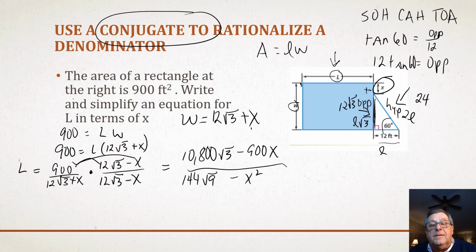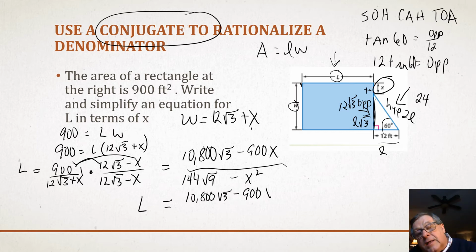That still equals L. I can simplify this a bit: 144 times the square root of 9 is 144 times 3, because the square root of 9 is 3. 144 times 3 equals 432. So L in terms of x in this rectangle is 10,800 square root of 3 minus 900x, over, what did we say 144 times 3 was? 432. 432 minus x squared.